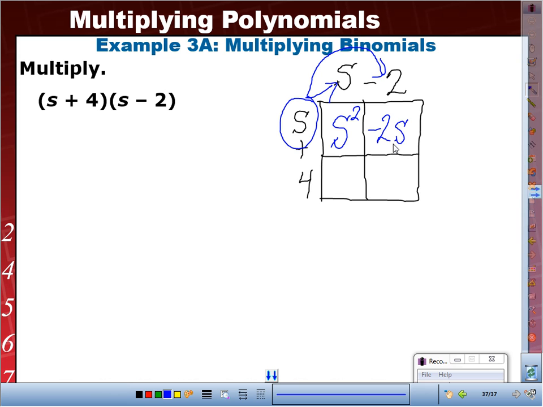Negative 2S. And why negative 2S? What is the coefficient here? And what is 1 times negative 2? Negative 2, and you carry the S. Are we there so far? Alright, I'm done with that term.